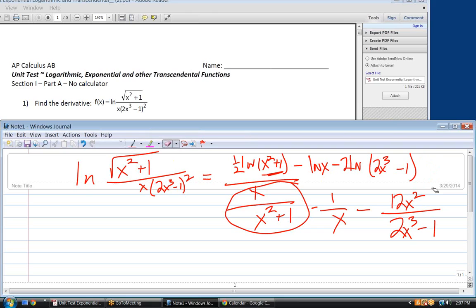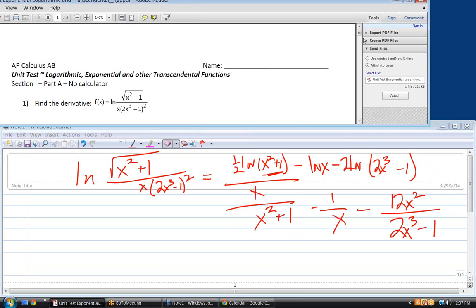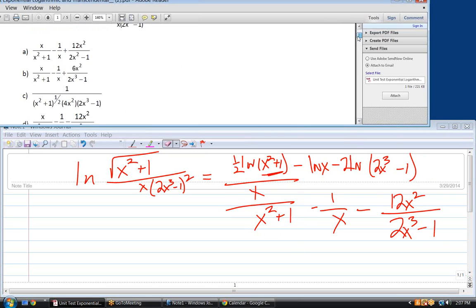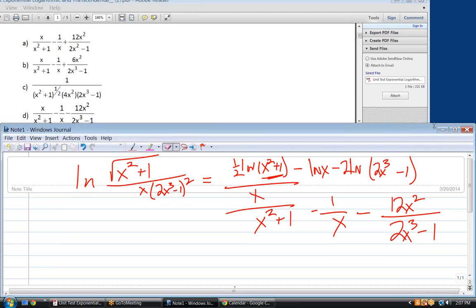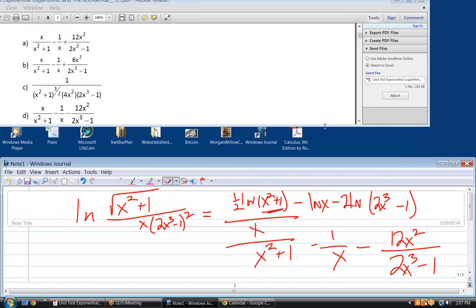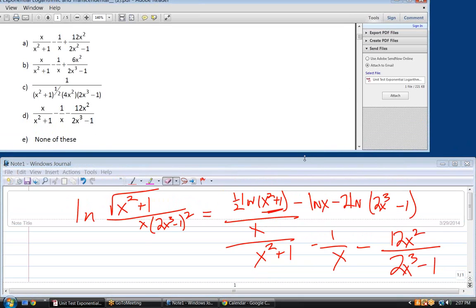So we need to look for this answer. Which would be the last one? I think the last one looks exactly right. Or D. I don't know if there is an E. I forgot to put it up.